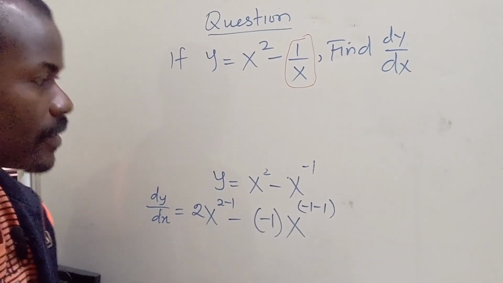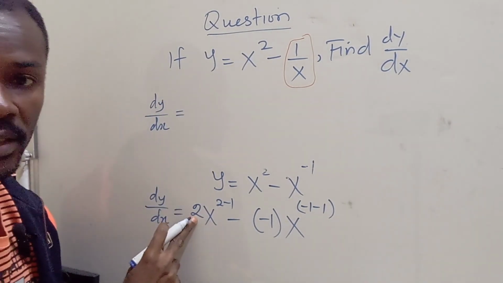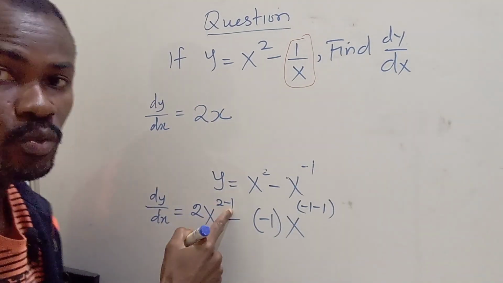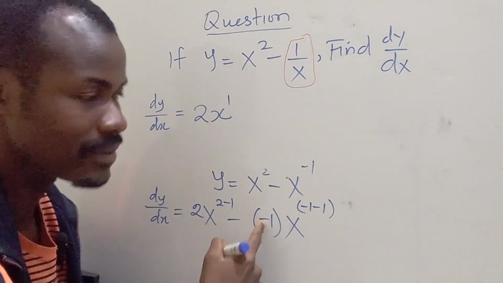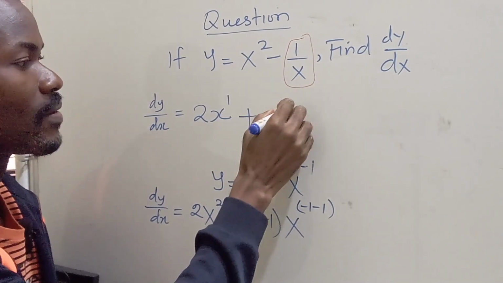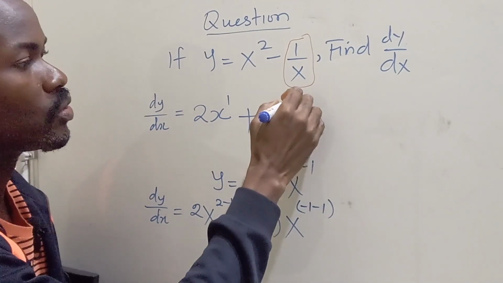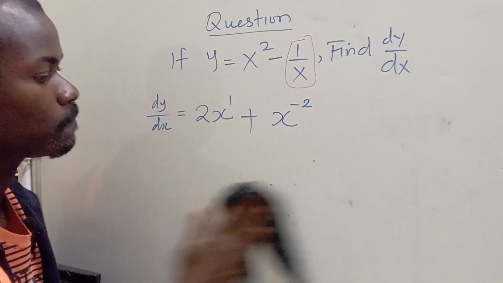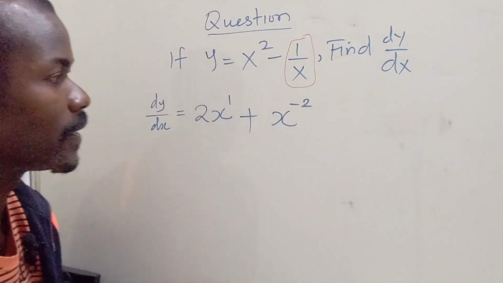And we have our dy over dx is equal to 2 times x. So I have 2 times x to the power 2 minus 1, which is 1. Minus times minus is going to give us plus, so 1 times x is still our x. Now minus 1 minus 1 is going to give us minus 2. So that's the new expression.